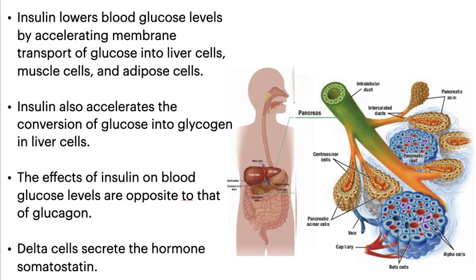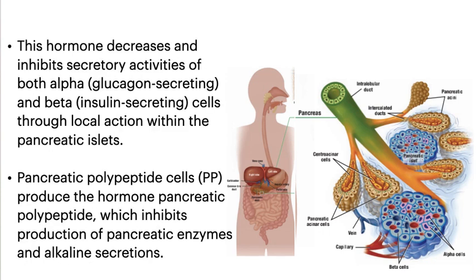We also spoke about the delta cells. Their function is to secrete the hormone somatostatin. This somatostatin decreases and inhibits the secretory activity of both alpha and beta cells through local action within the pancreatic islet. We also have the pancreatic polypeptide cells producing the hormone pancreatic polypeptide, which inhibits production of pancreatic enzymes and alkaline secretions.